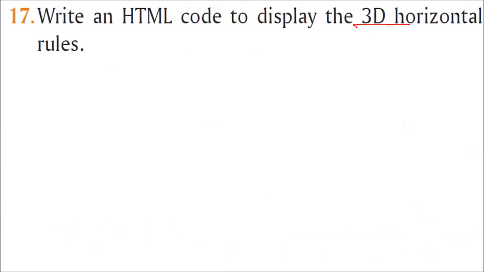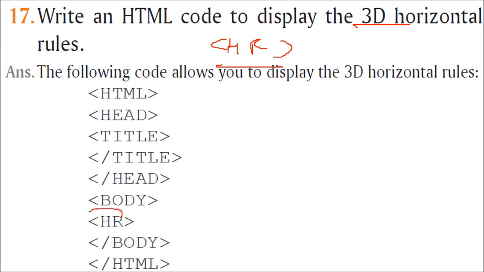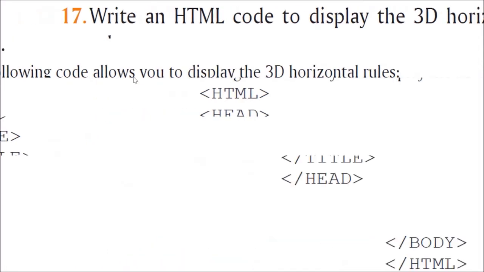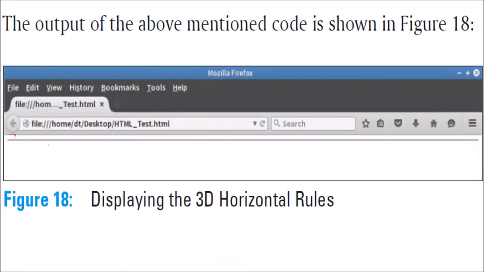HTML code to display 3D horizontal rule. 3D horizontal rule can be easily given by HR. You just have to use this. And see, HR is an empty tag, so it will not have any end tag. So just give HR, nothing else. In the body, just give HR. There will be a line, horizontal rule. So the output will be something like this. Okay, there will be a horizontal rule, 3D horizontal rule.